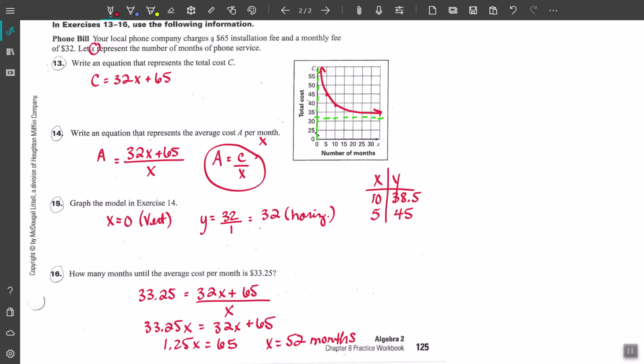And that makes sense because you're spreading out that $65 installation fee over a larger number of months the longer you have the service.